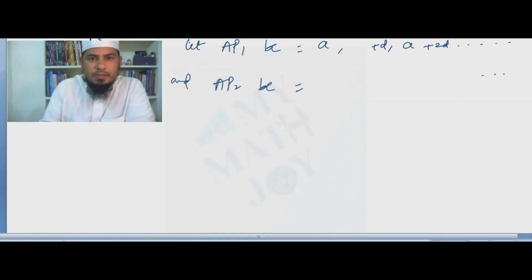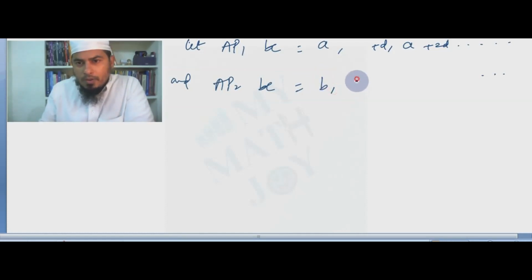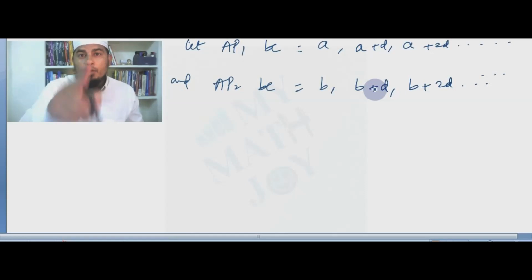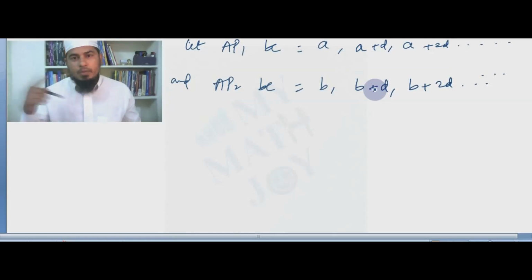We will write b, b plus d, b plus 2d, and so on. Here a, a plus d, a plus 2d, and so on. Why are we not using d1 and d2? In the question itself we are told that they have the same common difference. So in both the APs, the common difference is the same, d only.